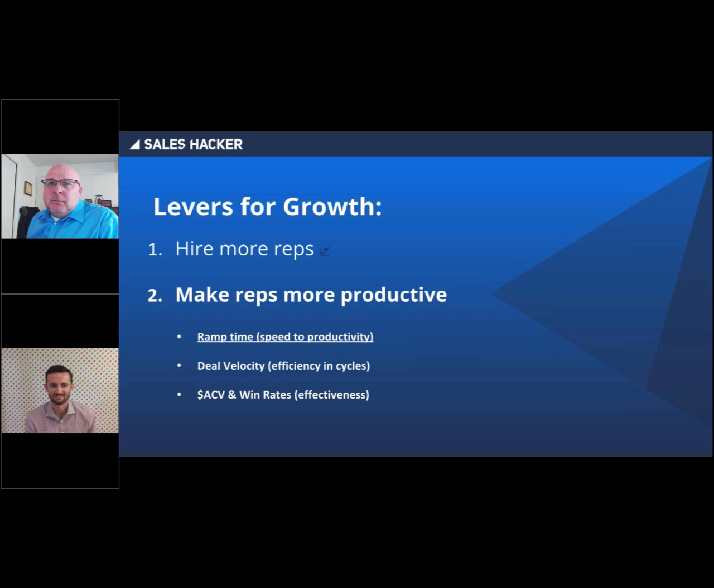Sure, and you're right. You've taken a firm position on the effectiveness side of things. I think you could argue that a lot of the modern sales pros, modern leaders, are really focused on efficiency and using tooling to improve velocity and therefore improve win rates. It's all important, right? It's all part of a cohesive strategy to win as a team.